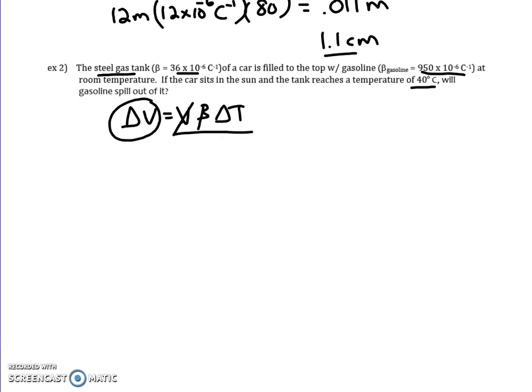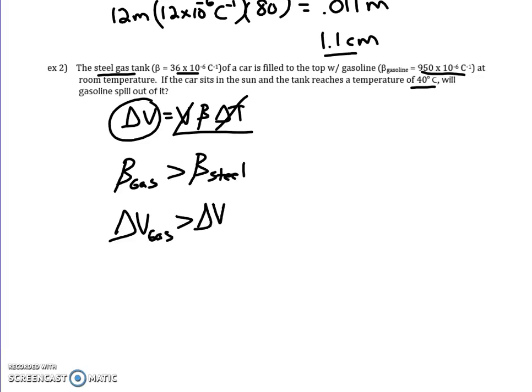The temperature difference for the two is going to be the same, so it's really just a comparison of the betas, okay? So we see that the beta for gasoline is significantly greater than the beta for the steel itself, the tank. So delta V for the gas is greater than delta V for the steel. And you have an issue there. Now, cars aren't designed to let the gasoline spill out easily, but you can see how that might put undue pressure on it and create other issues.